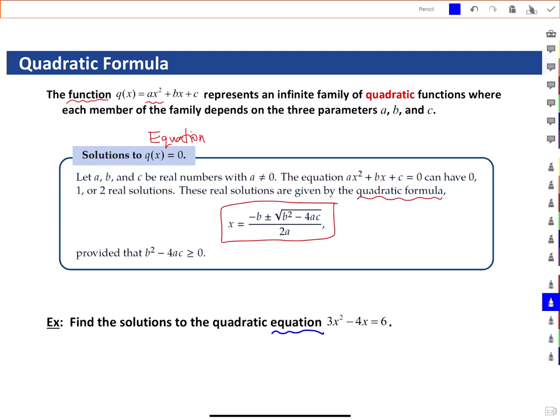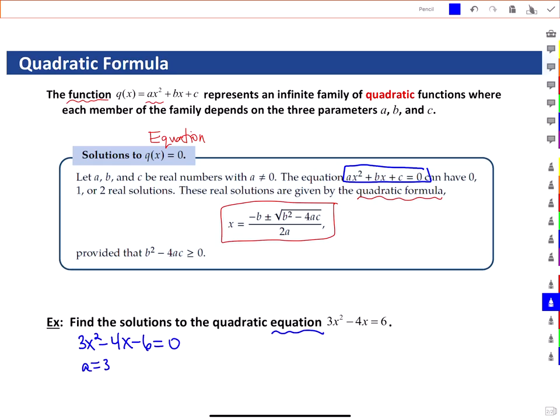Looking up here, the first thing I need to do is set this equation equal to 0. So I'm going to scoot that 6 over. So I have 3x squared minus 4x minus 6 equals 0. Now I want to pick off my a, b, and c. Those are my parameters.